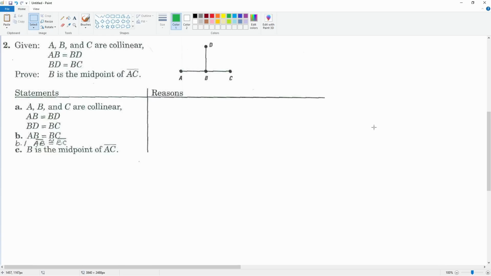Here we have number 2. Given A, B, C are collinear, AB is equal to BD, BD is equal to BC, you're going to have to prove that B is the midpoint. So always start with what you are given. Then it looks like they got AB is equal to BC.